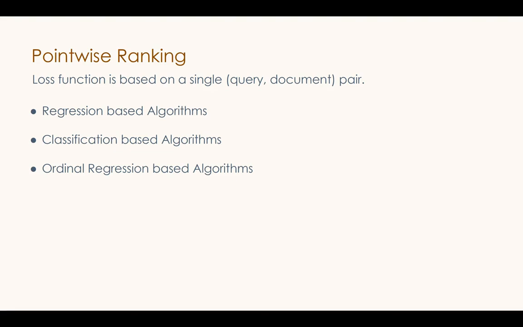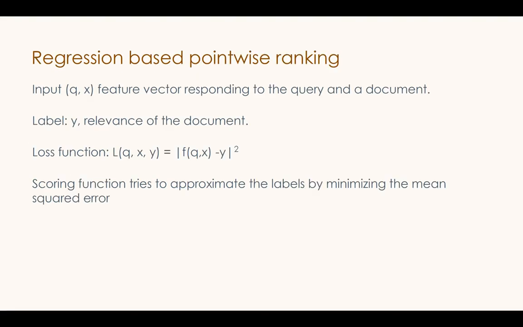Let's take a look at an example of pointwise ranking. The inputs are the query and document feature vector pairs. The label is the relevance of the document. The loss function, in this particular case, is the mean squared error. So the scoring function is trying to approximate the labels by minimizing the mean squared error. So this is a regular regression problem, right?